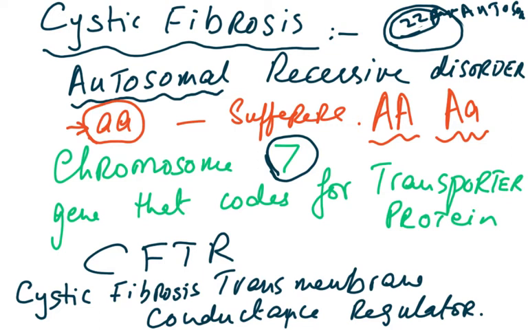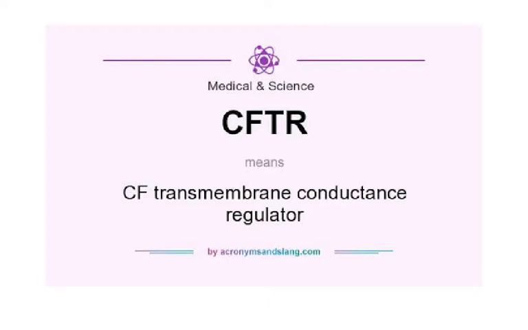Chromosome 7, and it is a gene that codes for a transporter protein. What does it mean? A transporter protein means that there is a cell membrane and we have a channel protein on it. Now, this channel protein is called CFTR, cystic fibrosis transmembrane conductance regulator. CFTR stands for cystic fibrosis transmembrane conductance regulator.